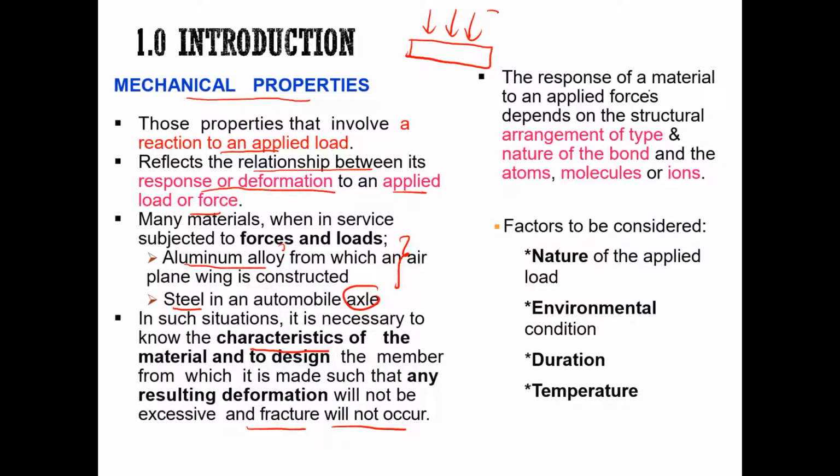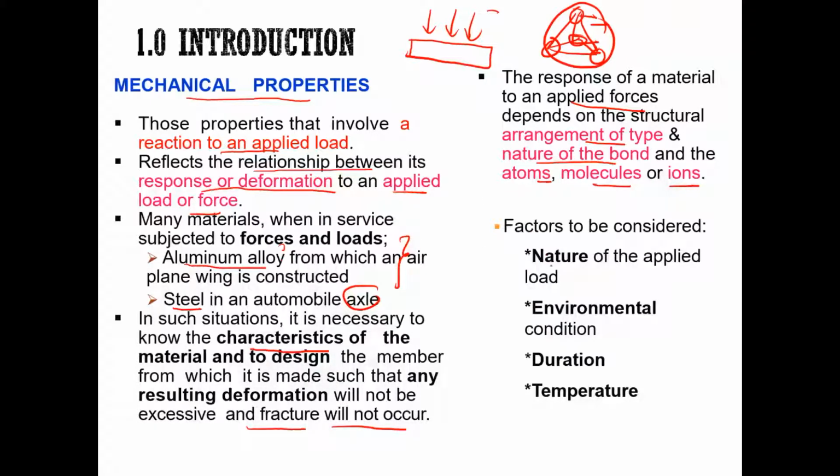Alright. The response of a material to applied forces depends on the structural arrangement, the type and nature of the bond, and the atoms, molecules, or ions. So it reflects back to the tetrahedron material model. Okay, we have this kind of model. So we have a structure, a crystalline structure, which affects the properties of that material and also the processing. And last is the performance. So it will reflect back to this tetrahedron model.